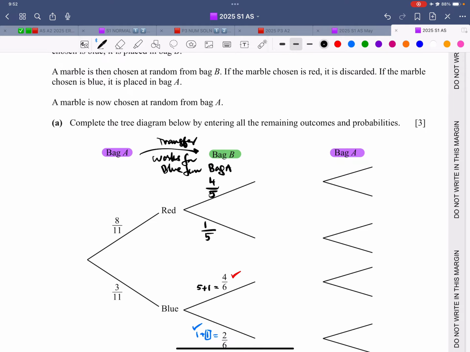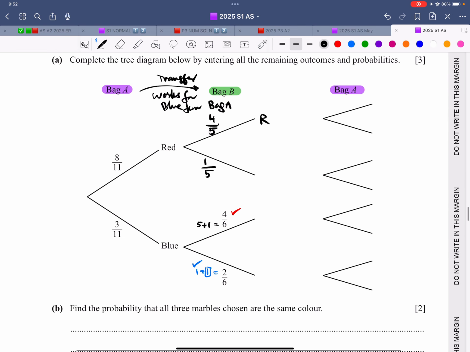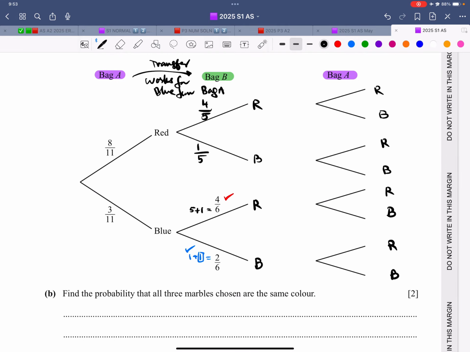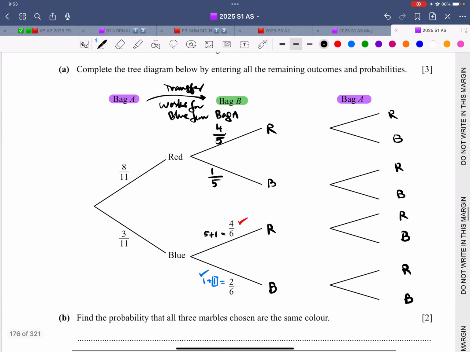Now we have to move to the next one. It says a marble is then chosen at random from bag B. So now we are choosing a marble from here. If the marble chosen is red, it is discarded. Now let me just write the colors, which I forgot. That is red, that is blue, that is red, that is blue. Over here, follow the same streak, red, blue, red, blue, red, blue, and red, blue. And now it says if the marble chosen is red, it is discarded. So this we are choosing from bag B. And if the marble chosen is blue, it is placed in bag A.